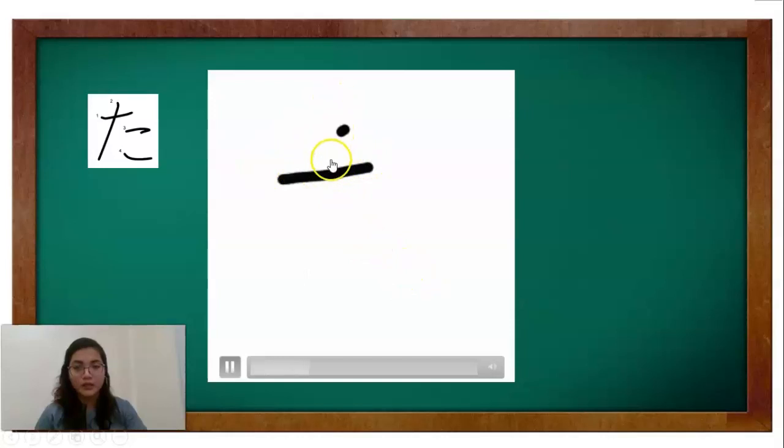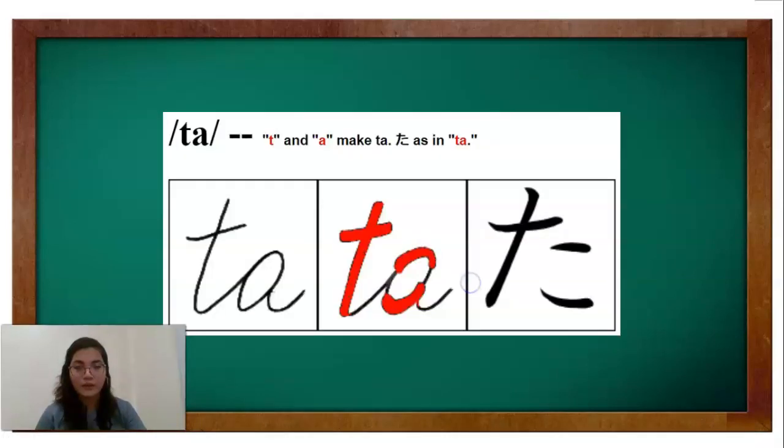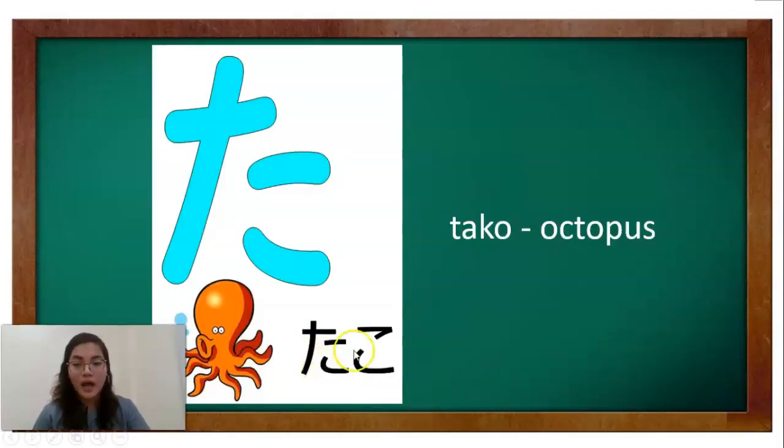1, 2, 3, 4. Okay, and to remember this ta character, just imagine T and A. Okay, so ta as in T A. Okay, so here's an example word that starts with ta. Taco. Taco means octopus.